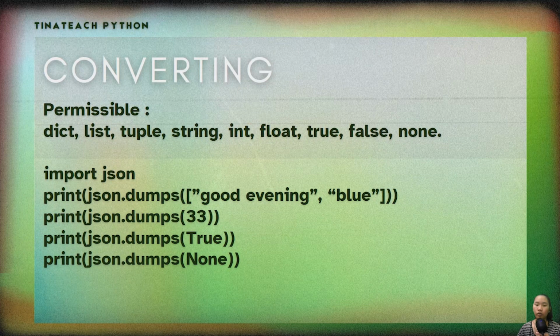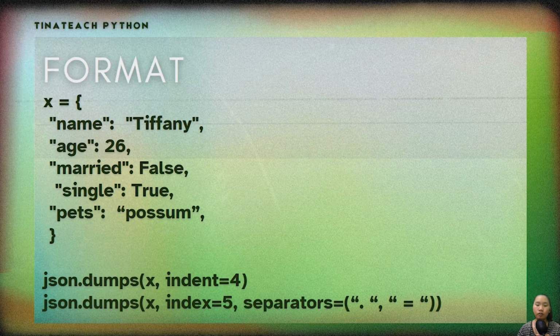Now with converting, what is permissible is dictionary, list, tuple, string, int or integer, float, like true or false, float, not true or false. True or false is boolean, float is decimal, my bad. True, false, and the value of None, which is nothing. Okay, so I have some examples here. You can just simply print json.dumps, and whatever you put into the parameter, it could be a tuple, it could be an int, it could be a float, so on and so forth. Or you can assign json.dumps(None), for example, to a variable, and then you print that variable out.